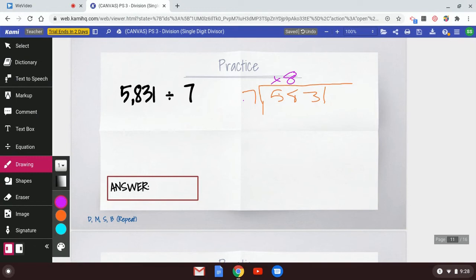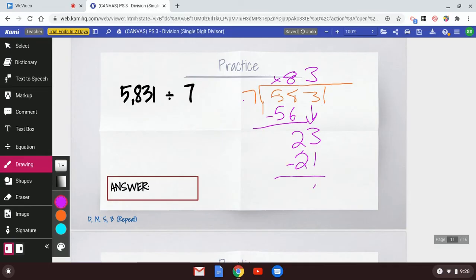8 times 7 is 56. I have 2 left over. Bring down that 3. 7 goes into 23 3 times. 3 times 7 is 21.